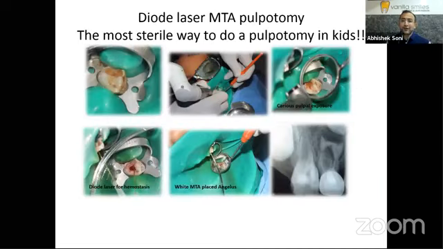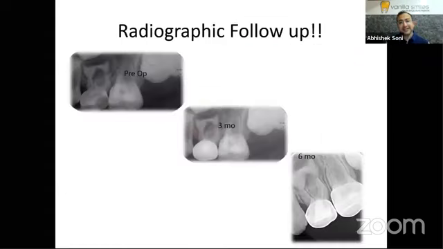Lasers can be used for your coronal pulp amputation, your hemostasis, your disinfection, followed by your MTA, followed by your stainless steel crown, with favorable results even at 6 months of follow-up.